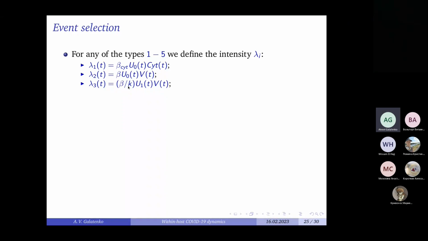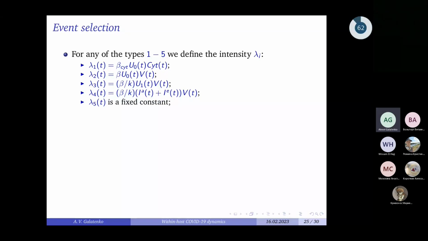And it also holds for infection of a resistant cell and for entering into an infected cell. Just recall that IA plus IE is just the number of infected cells. And finally, recomputation of the state is performed with fixed intensity.